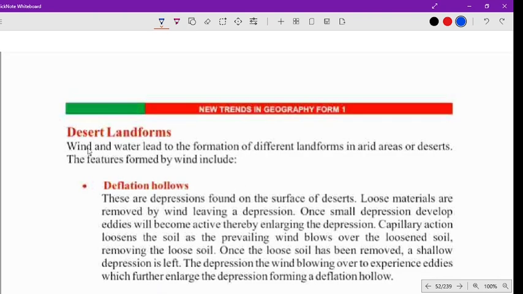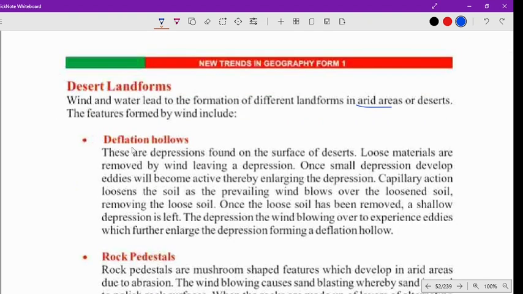Desert landforms. Wind and water lead to the formation of different landforms in arid areas or deserts. So arid areas are also called deserts. The features formed by wind include the following.